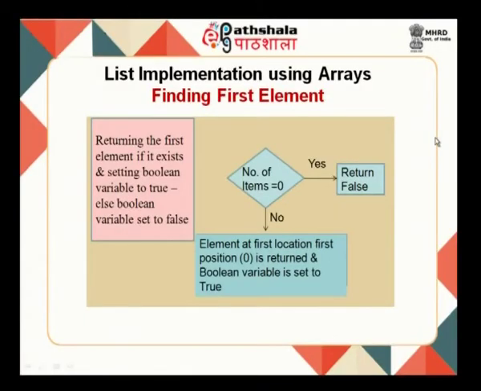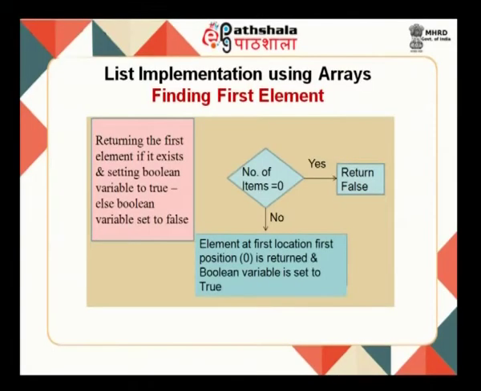Now, finding the first element. This is a simple operation. If the number of items is 0, it will return false. Otherwise, the element at the first location is returned and a boolean variable is set to true. So, this is the definition we are giving for returning the first element if it exists. We can give any definition, it does not have to be a boolean variable. Here we are defining first to use a boolean variable, which will return false if there is no first element or the number of items is 0, or it will return the first element and give a value of true. It is only that we are defining it like that.